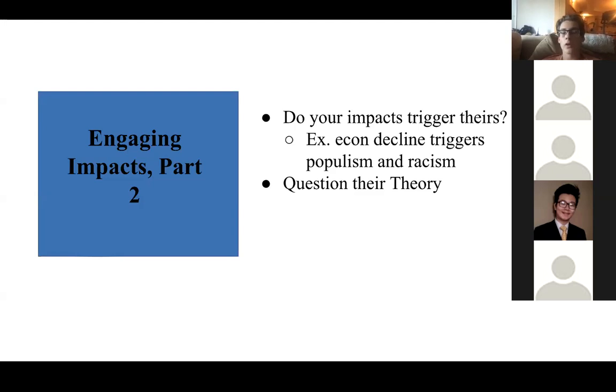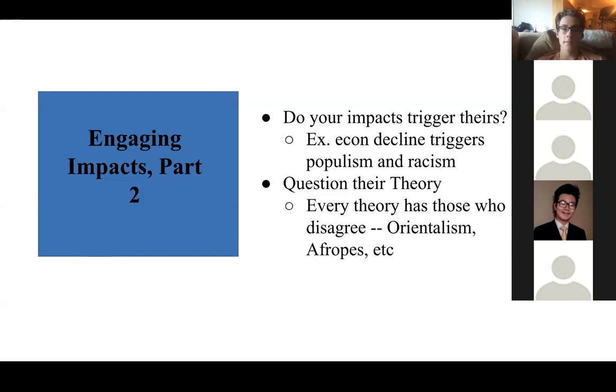You also want to question their theory. Vast majority of critiques, especially well-run ones, will be rooted in some sort of theory. Afro-pessimism is a much discussed, deep, substantive academic theory. So is Orientalism. There have been many papers written by many respectable professors and researchers on these subjects.